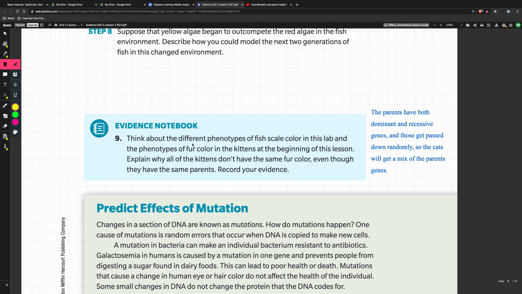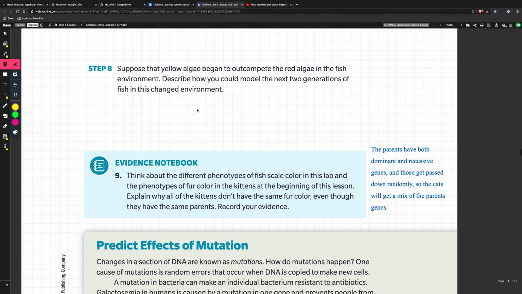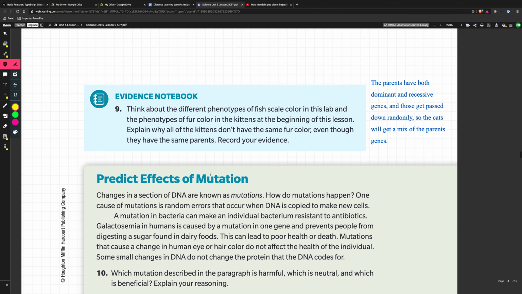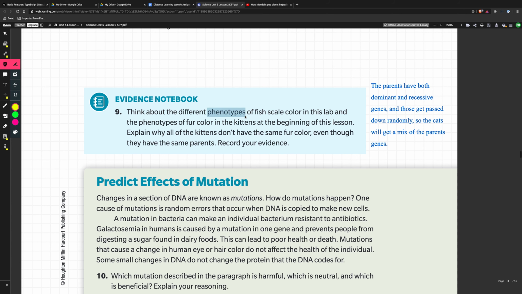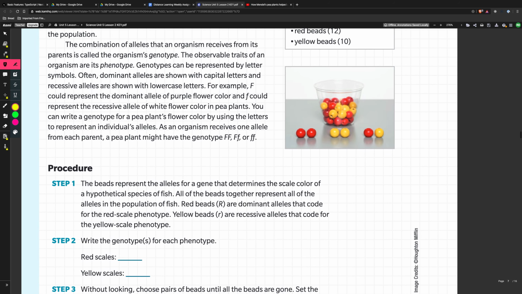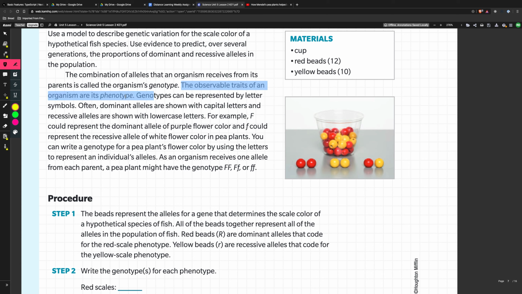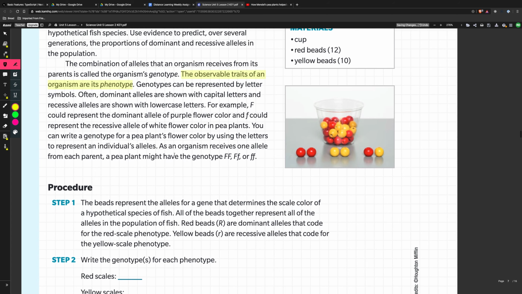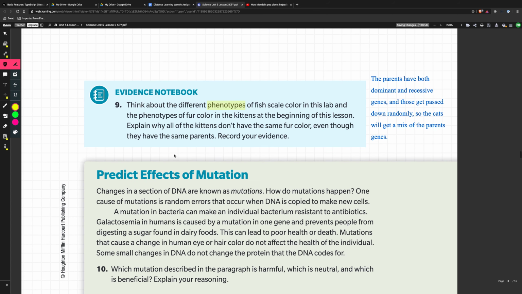And it says, think about the different phenotypes of fish scale color in this lab. This was supposed to be pretending you had different fish colors using these little beads, and the phenotypes of fur color. So a phenotype, right, is when you have a particular allele or a type of a gene. A phenotype is, just a fancy word, the observable traits of an organism. So a phenotype could be like blonde hair versus brown hair, or blue eyes versus brown eyes. The scientific term is they're different phenotypes.